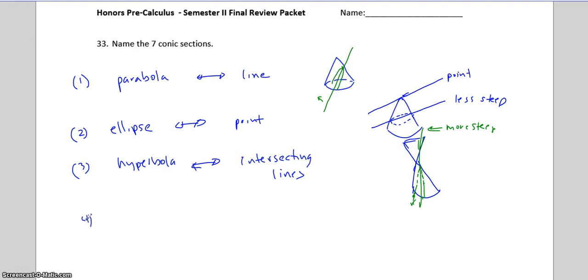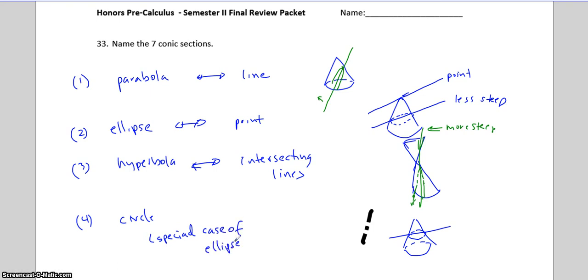And then the last one is just a circle, which occurs, as everyone I'm sure recalls, when it's exactly parallel to the base. And that's when we get our circle. And really, most people feel like circle should just be described as a special case of the ellipse, which it is. So you could actually think of this as there's really 3 conic section families: parabola, ellipse, hyperbola. This is same slope, less steep, more steep, and a circle is just a special case of that guy.